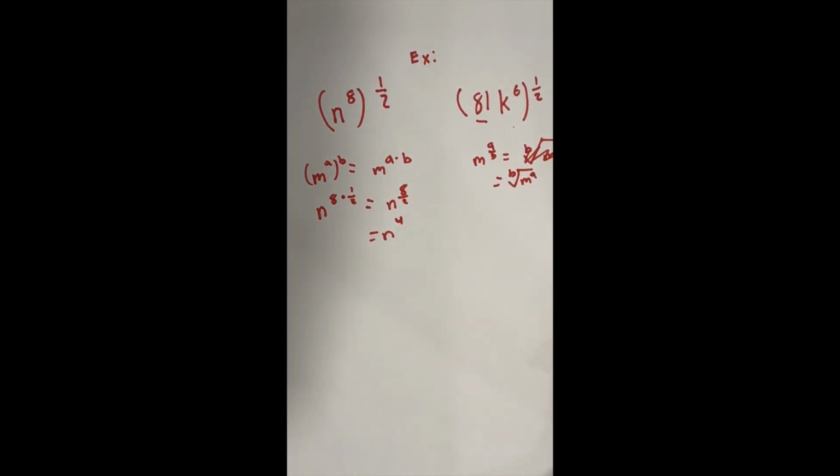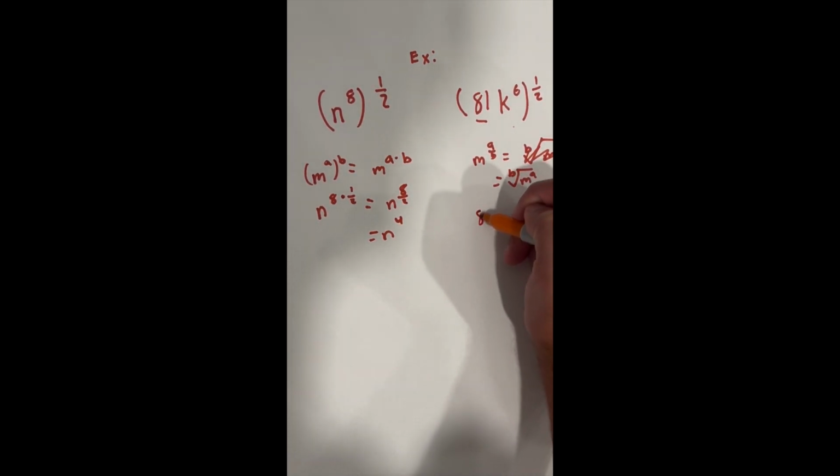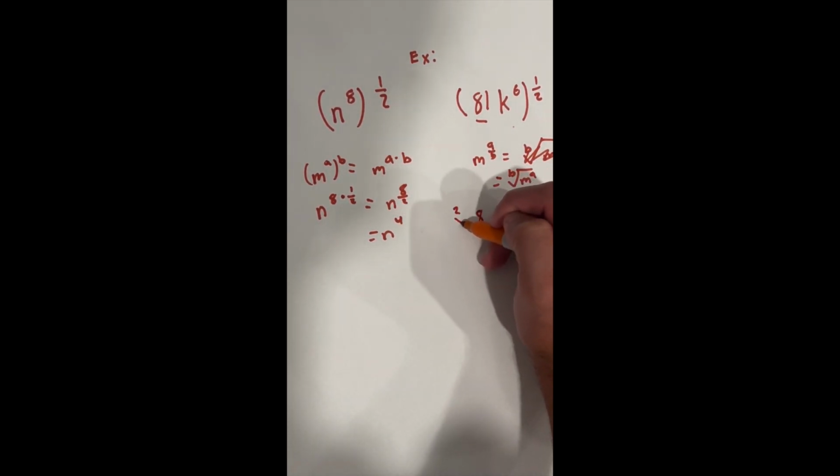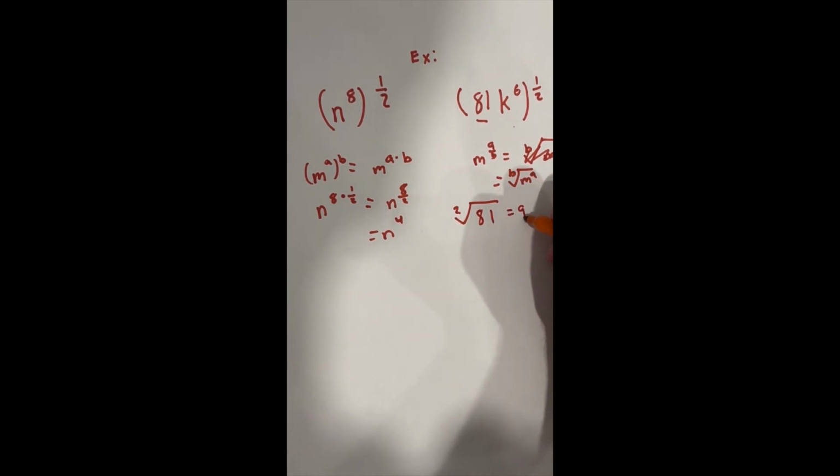So we could write this as the square root of 81. That is going to be 9.